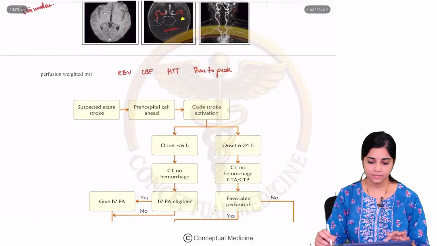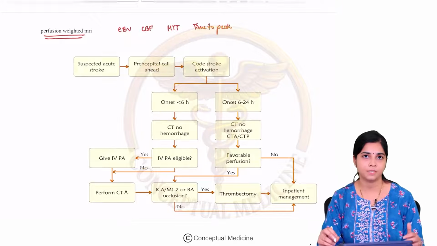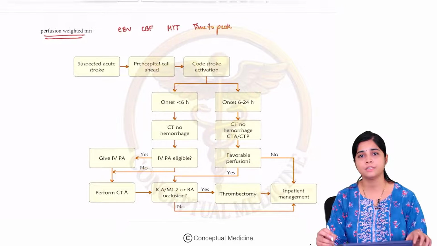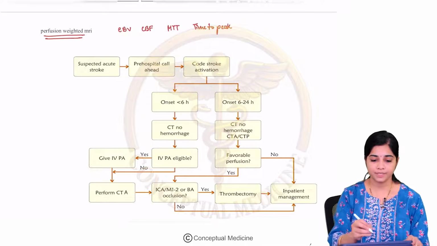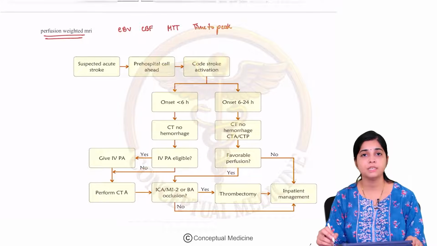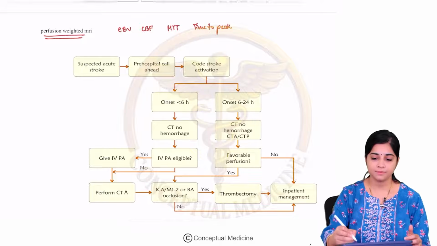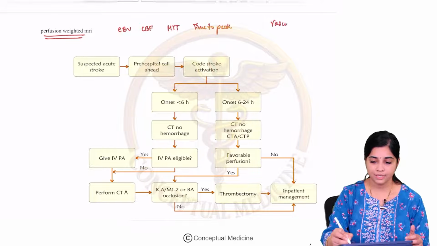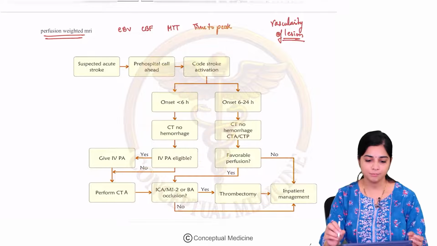Then a specific type of MRI that we use is a perfusion weighted MRI. The difference between a diffusion and a perfusion weighted MRI is that the perfusion weighted MRI is a type of MRI which determines the images based on the cerebral blood flow, and it helps in assessing the vascularity of the lesion. So the images are generated based on the cerebral blood flow.